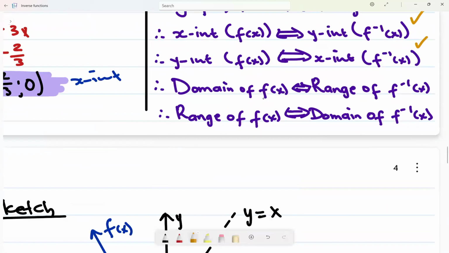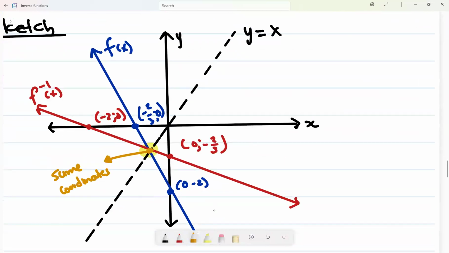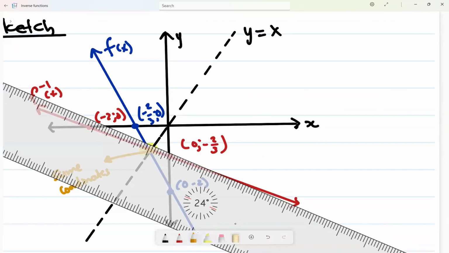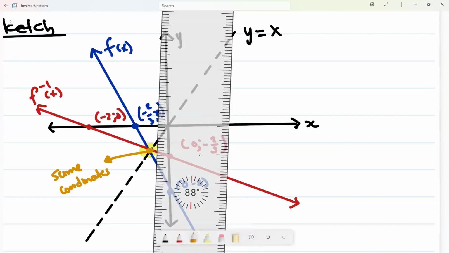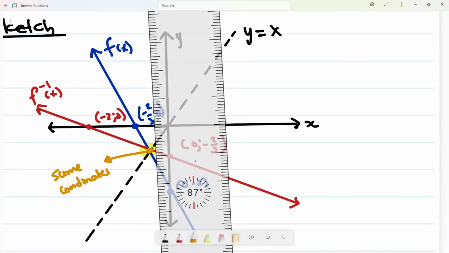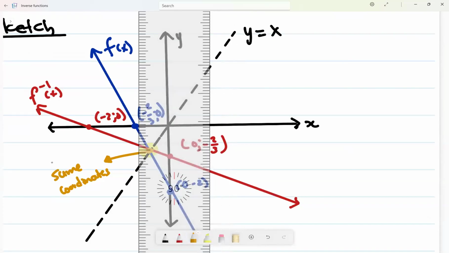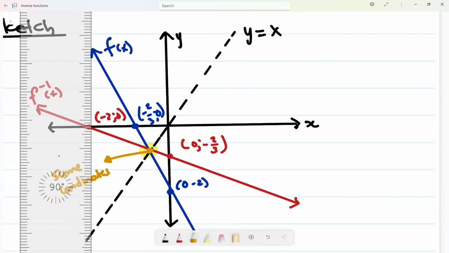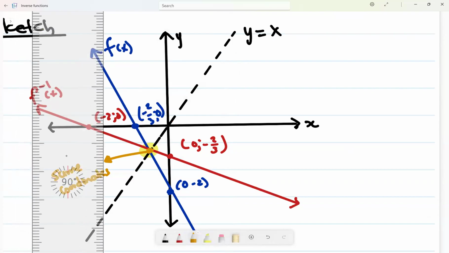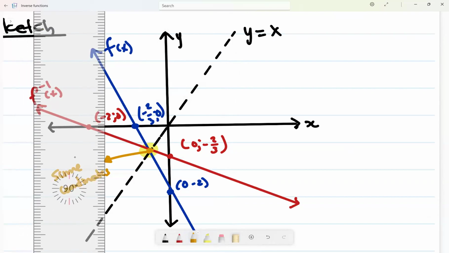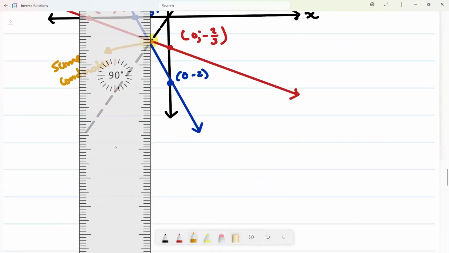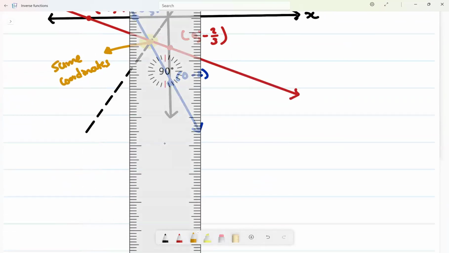Now let's look at the domain and range. The domain of f of x, where is f of x? It is the blue line. When I check the domain, I use my ruler and ask, where does it start? Can you see it starts at negative infinity? And it ends at positive infinity.